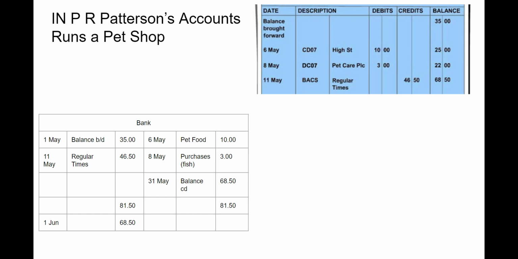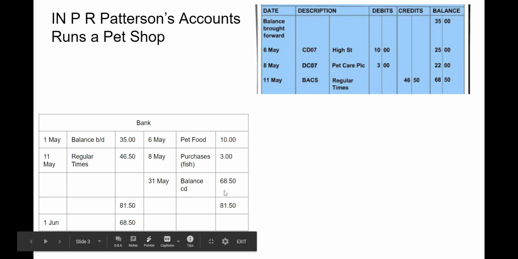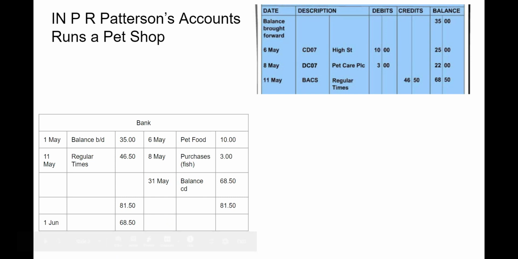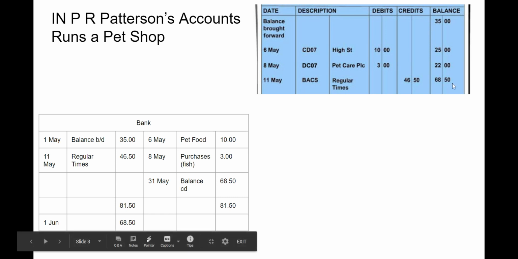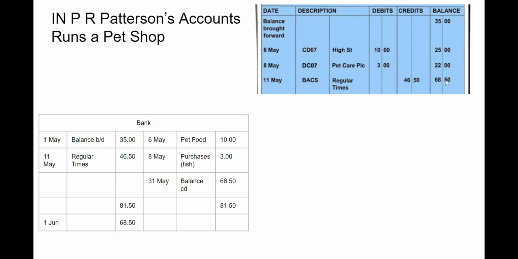He feels wealthier, and he would credit the account of Regular Times, who I've assumed is a customer. Now he would balance off his bank account like normal. Okay, he's balanced CDs on the credit side because this is a debit balance. On the 1st of June, he has £48.50 in his bank as an asset. As you can see, the final figure is the same as the final balance figure on the bank statement.